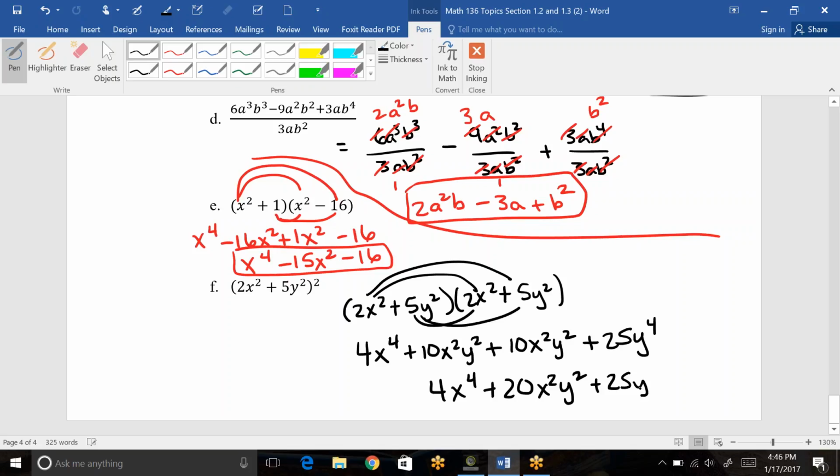I do want you to note something. When I did 2x squared times 2x squared, I did 4x to the fourth. I changed the exponent. That's because we were multiplying. When you add something together, you only change the coefficient out front. The variables stay stable. They do not change. That is just the difference between adding and multiplying when variables are involved.